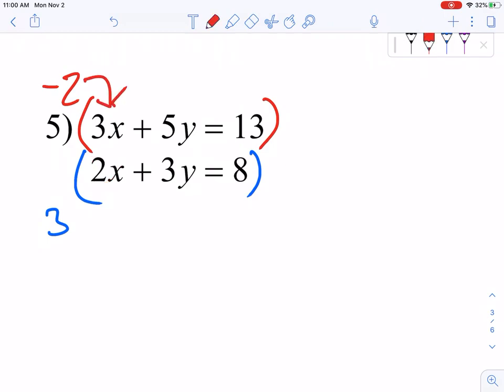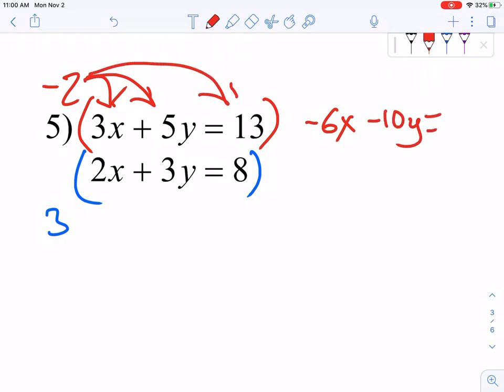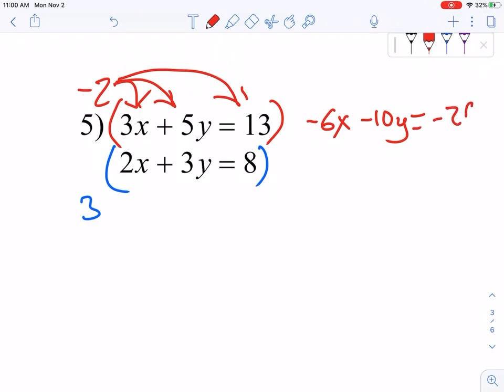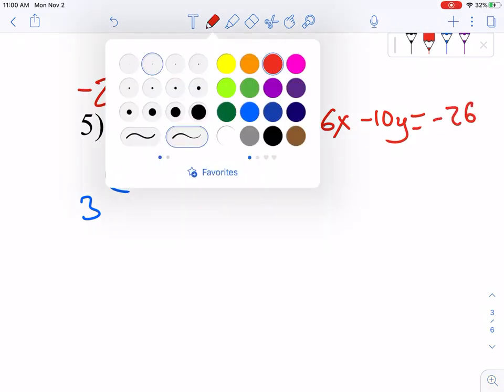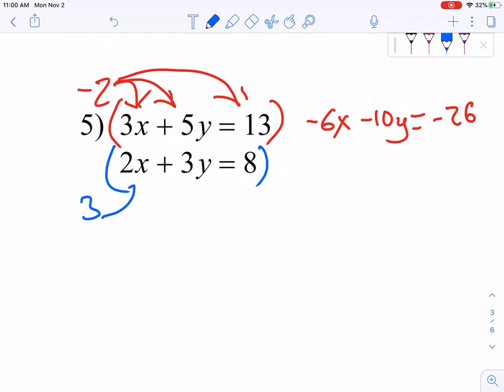So I'm going to say negative 2 times 3x, it's going to give me negative 6x. Negative 2 times 5y will give me negative 10y. And negative 2 times 13 will give me negative 26. For my bottom equation, 3 times 2x is 6x.